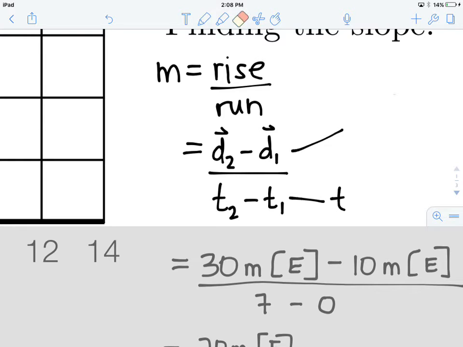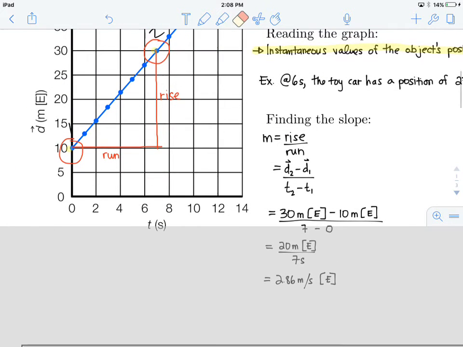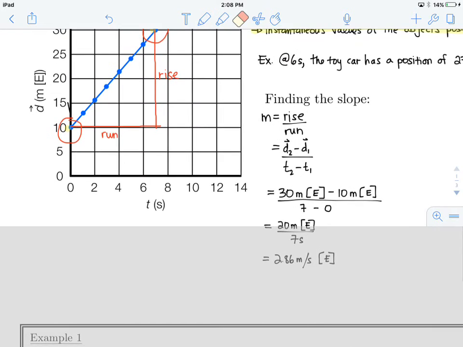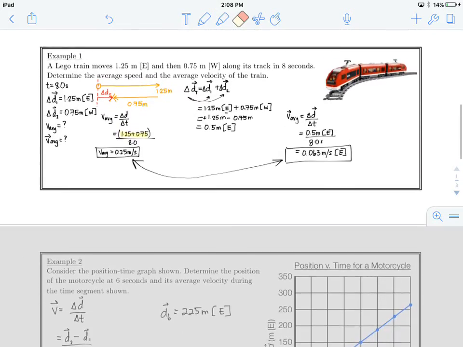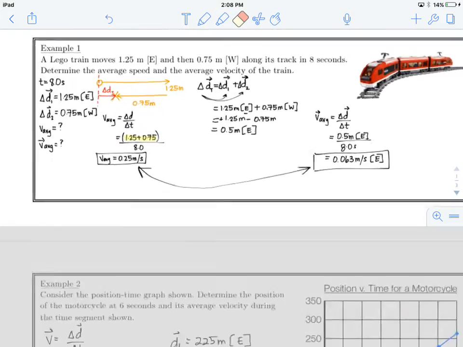And so really when we find the slope of a position time graph, we're finding its velocity. We're finding information about its velocity. Okay, so let's take a look at an example here.